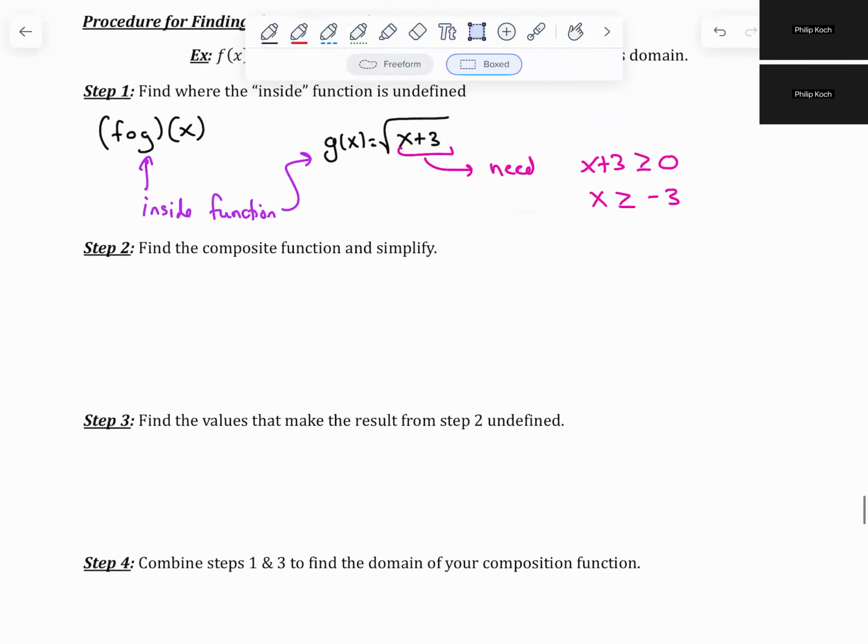Step 2 will be to find the composition function and simplify where necessary. And this is a situation where it does fall into our task of we're going to be using this, so we should simplify.